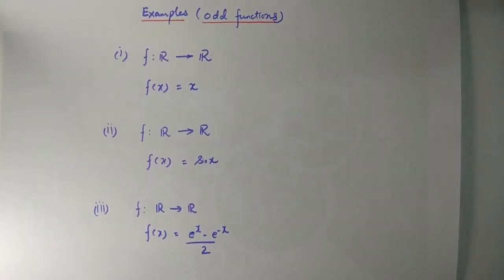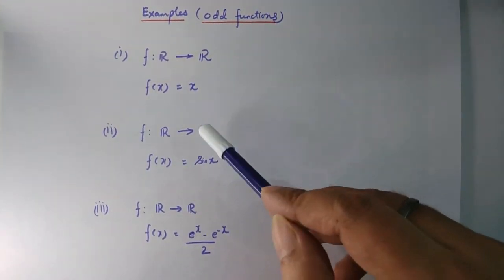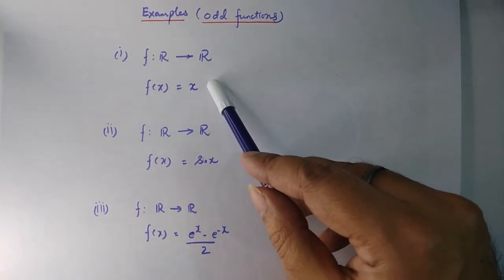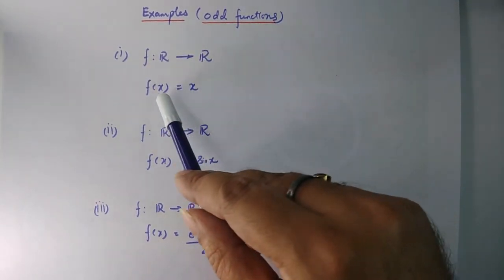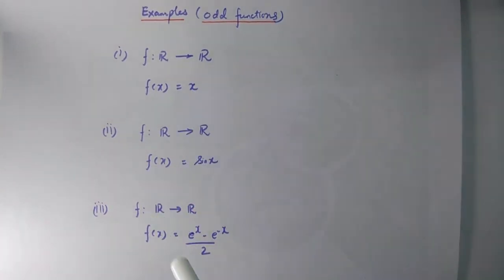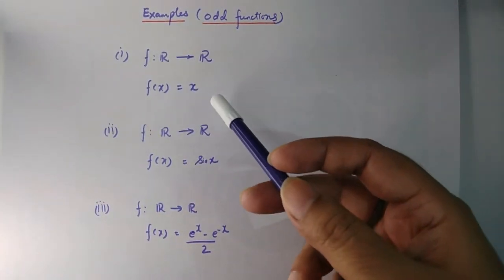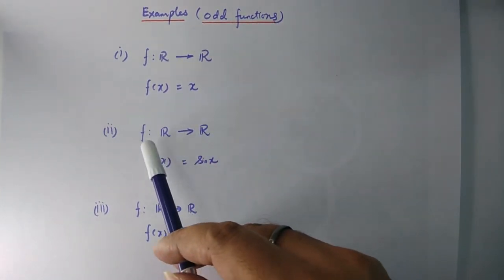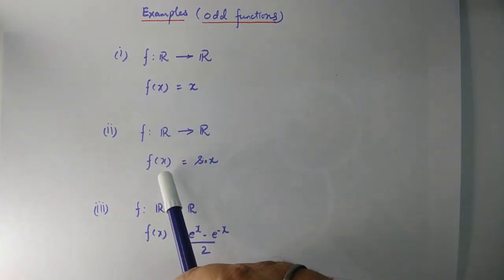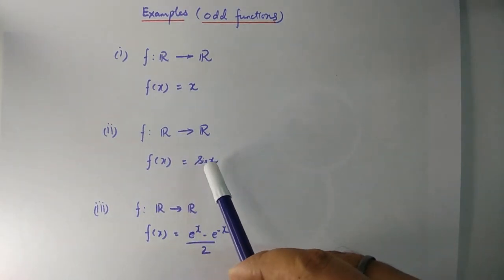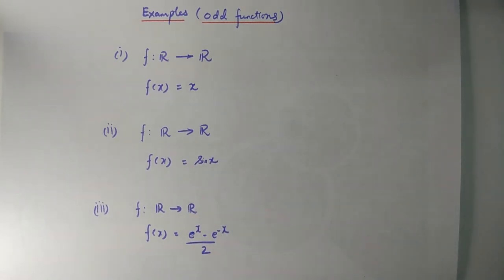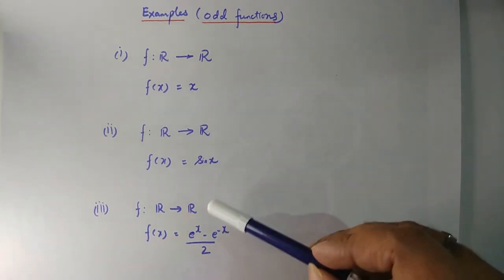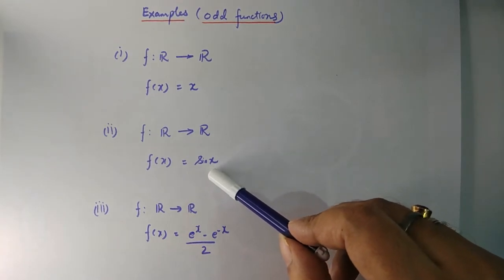Now let us look at some examples of odd functions. The first and the most common example is that of the identity function f from R to R such that f of x is equal to x. It is a trivial exercise to check why this function is an odd function, and I shall leave it to you. Similarly, the function f from R to R such that f of x is equal to sine x is an example of an odd function because we know that sine of x is equal to minus of sine of minus x from our basic trigonometry knowledge. Therefore, this function is an example of an odd function.